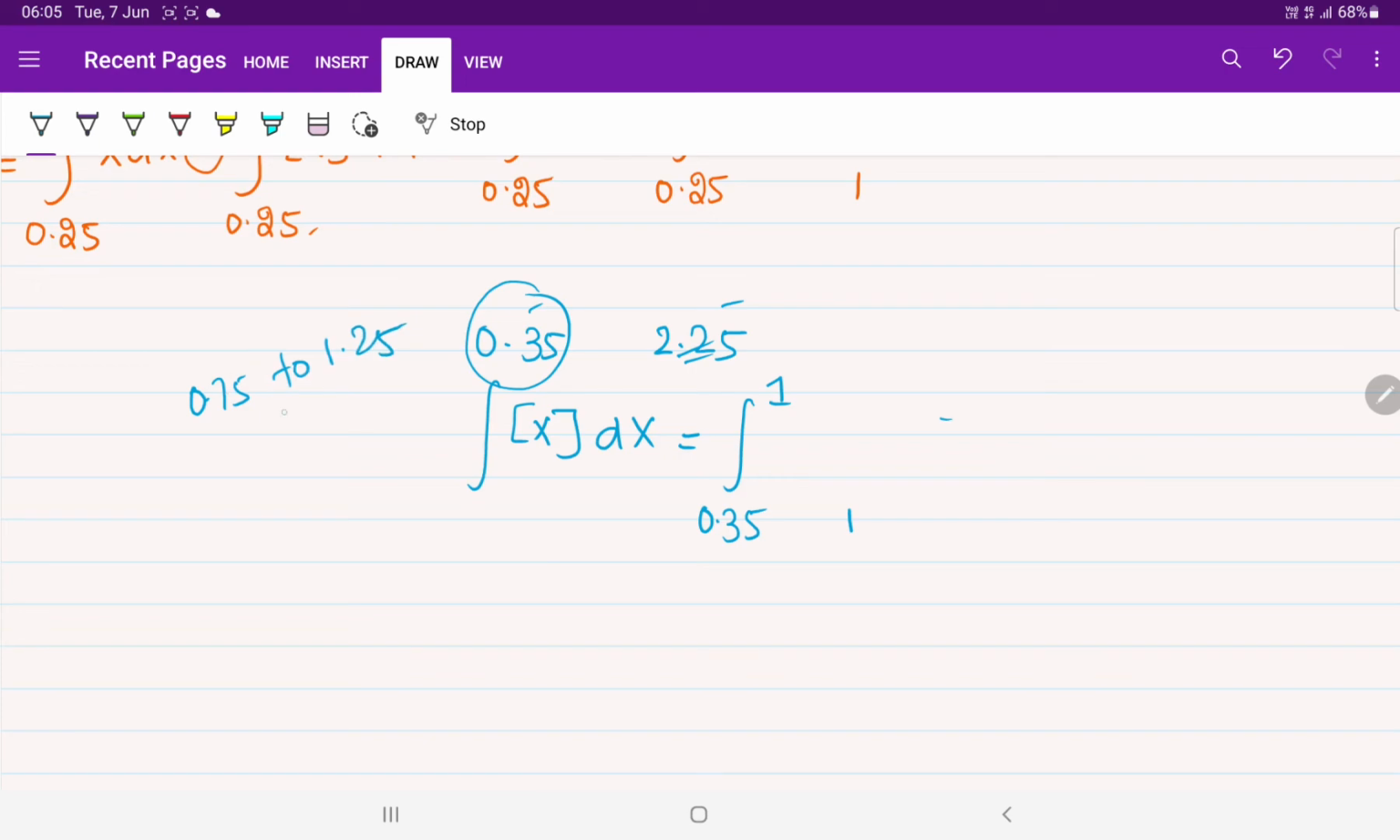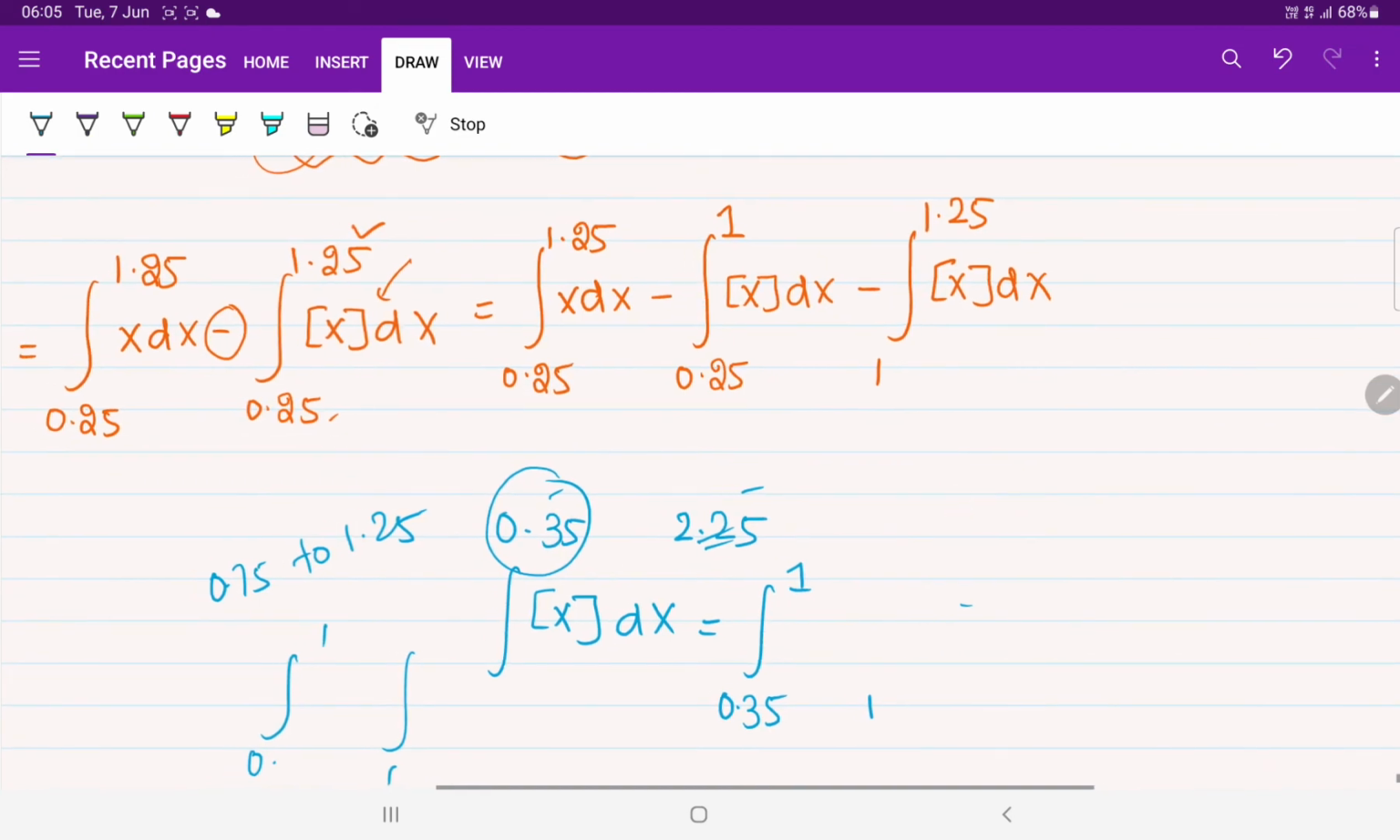So what can we do, sir? This can be written as, you have to break this 0.75 to 1, then I can take 1 to 1.25. Like that you have to break the closed interval limits. I hope now you got the complete picture about the closed interval.